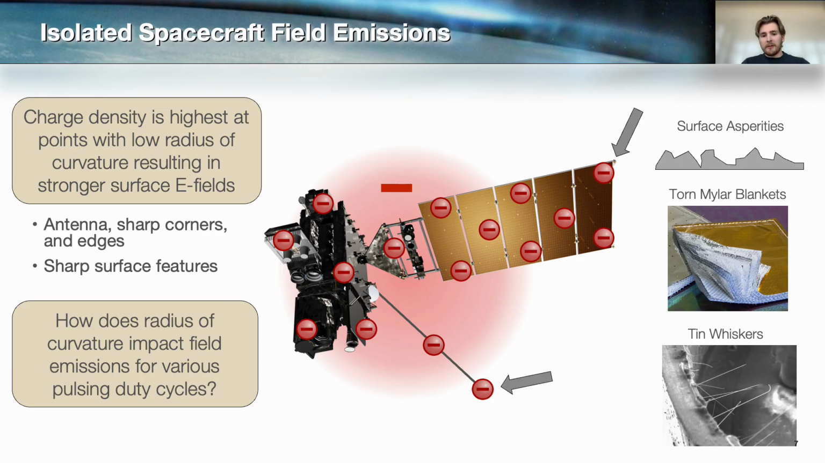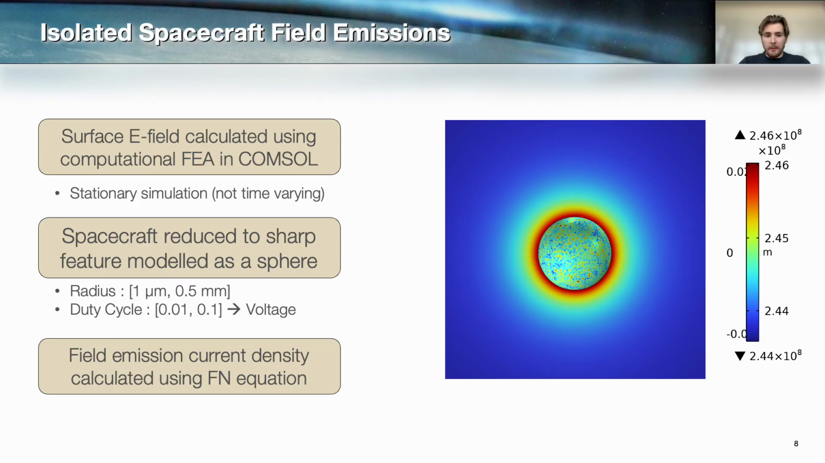And because the strongest surface electric fields tend to be at these sharp corners, we can narrow our first question of how the geometry impacts field emissions down to how the radius of curvature of sharp features on a spacecraft impacts field emissions. To answer this new question, we turn to computational simulations, and we start by reducing the spacecraft to just that sharp surface feature and model this feature as a sphere in COMSOL, which is a multi-purpose physics simulation tool.